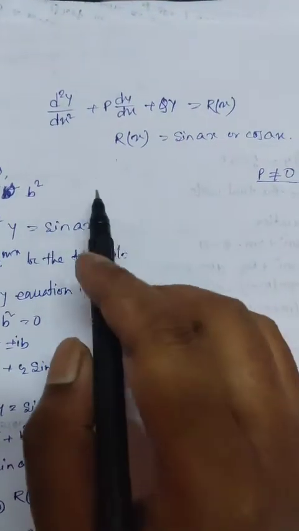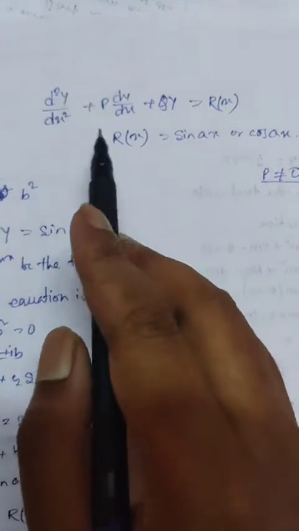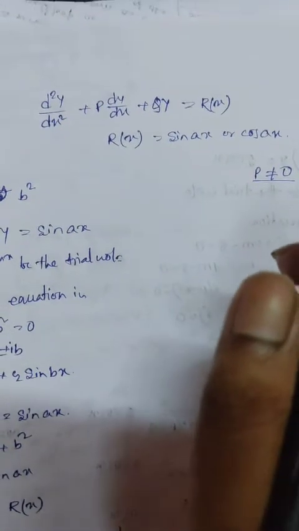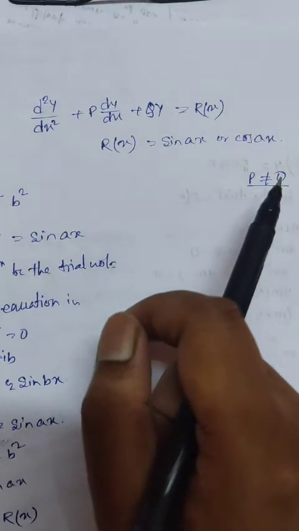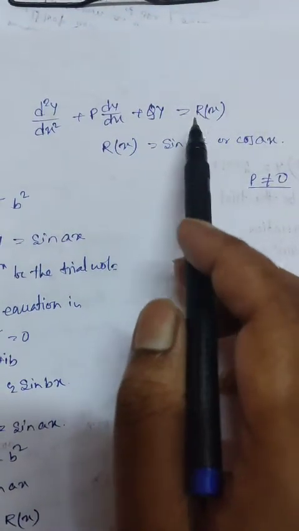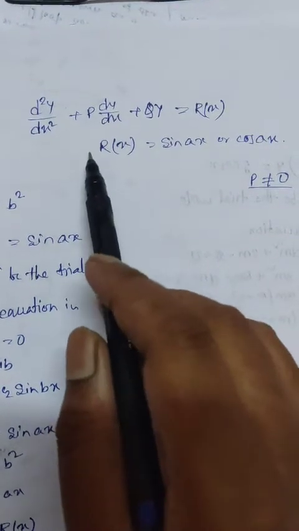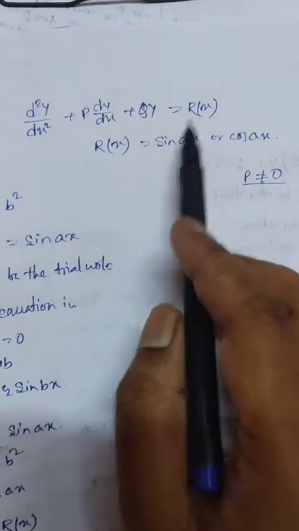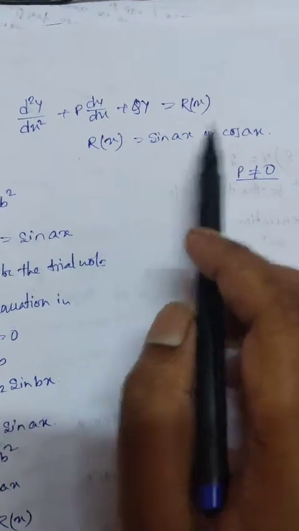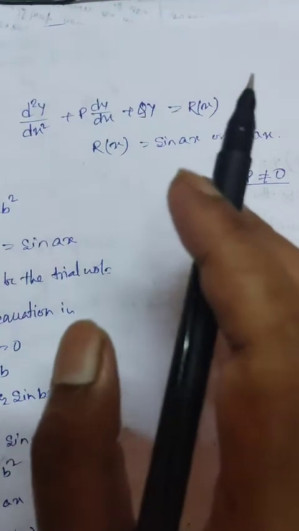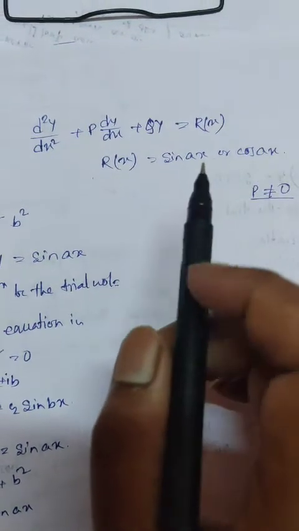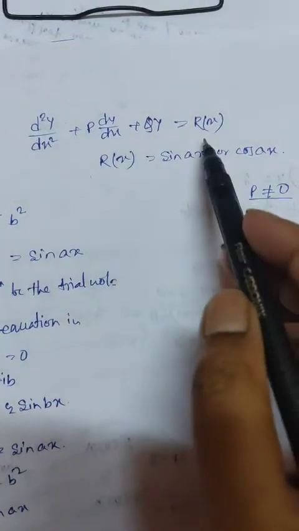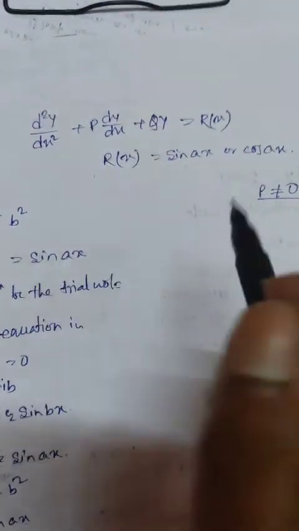Guys, in this video we will discuss how to solve a second order linear differential equation with constant coefficients, or how to find the particular integral of a second order linear differential equation with constant coefficients when the r of x is equal to sin x or cos x. So here we will try to find the particular integral when r of x is equal to sin x or cos x.